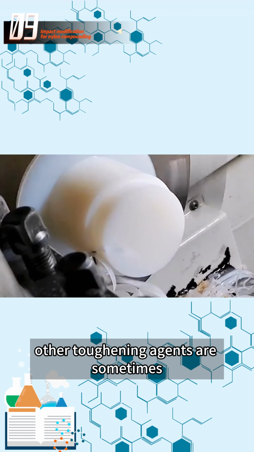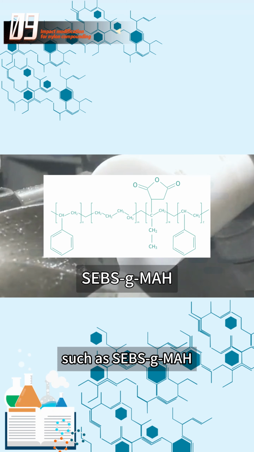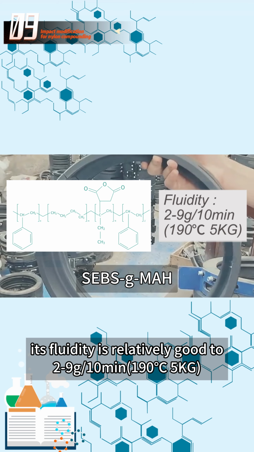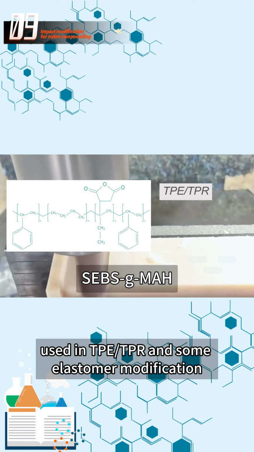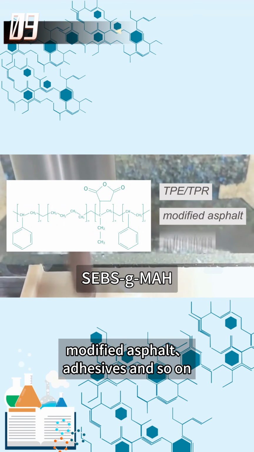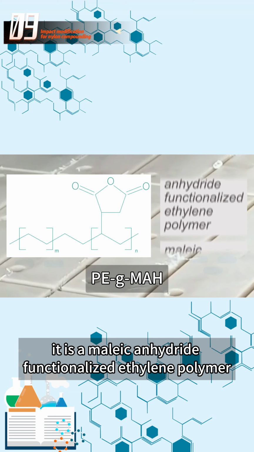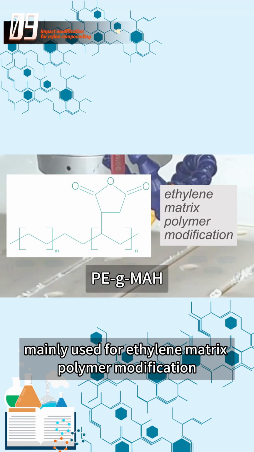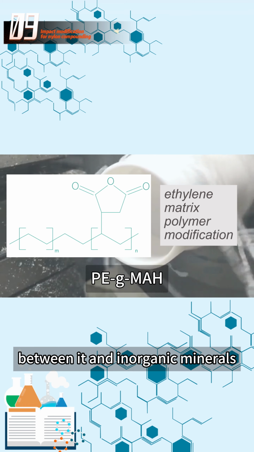Other toughening agents are sometimes used to modify nylon systems, such as SEBS graft MAH. Its fluidity is relatively good, 2 to 9 grams per 10 minutes at 190 Celsius 5 kg, used in TPE or TPR and some elastomer modification, modified asphalt, adhesive, and so on. PE graft MAH is a maleic anhydride functionalized ethylene polymer, mainly used for ethylene matrix polymer modification, and can provide excellent coupling effect between it and inorganic minerals.